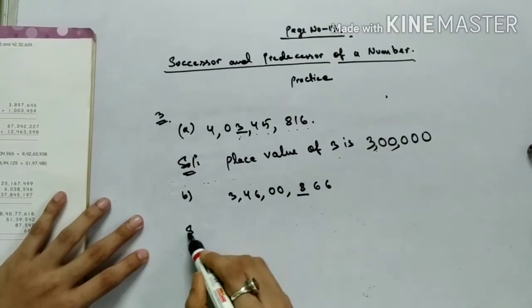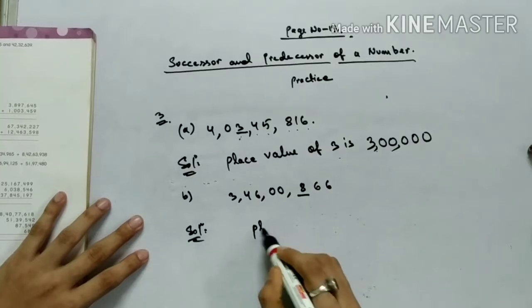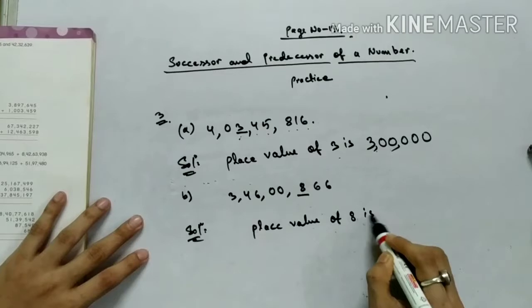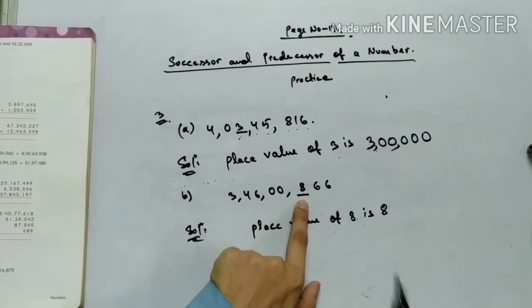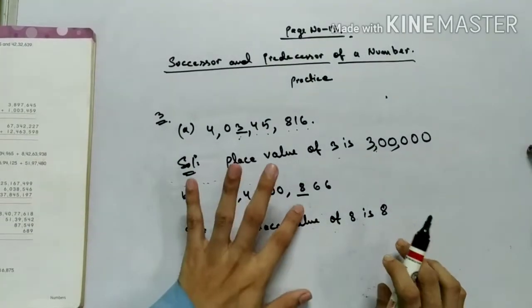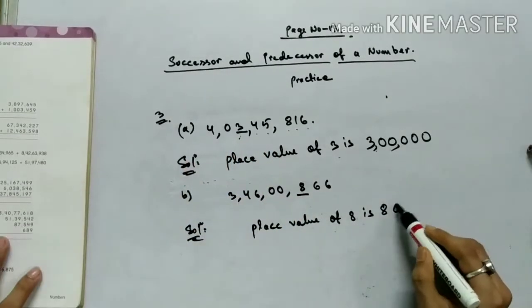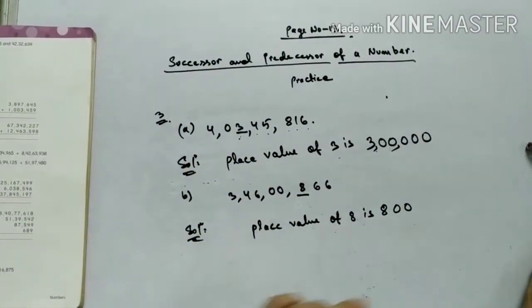3,46,00,866. 8 is underlined. So here, the place value of 8 is, you write 8. And after that, you see, after 8, how many digits are there? 2 digits, so 2 zeros. Finished. The place value of 8 is 800.